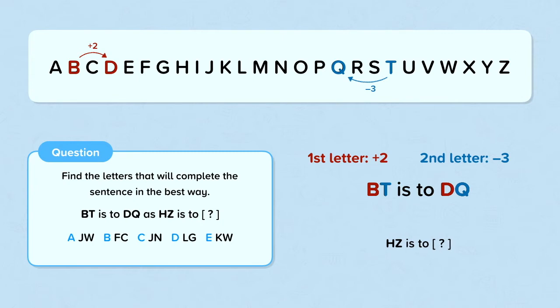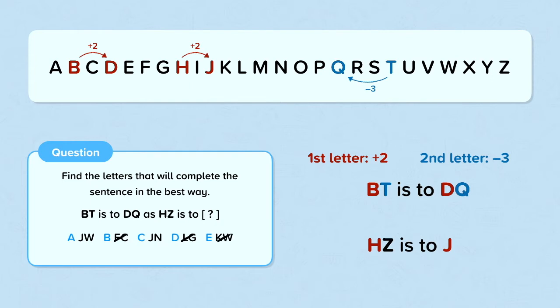Now that we've found what connects the letters in the first set of letter pairs, we can do the same with the second set to find the missing pair. We'll start with the first letter, which is H, and we'll find it in the alphabet. To find the first letter of the next pair, we need to move forward 2 letters, and we get to J. This will be the first letter of our answer, so we can eliminate some of the other answers. It can't be FC, LG, or KW.